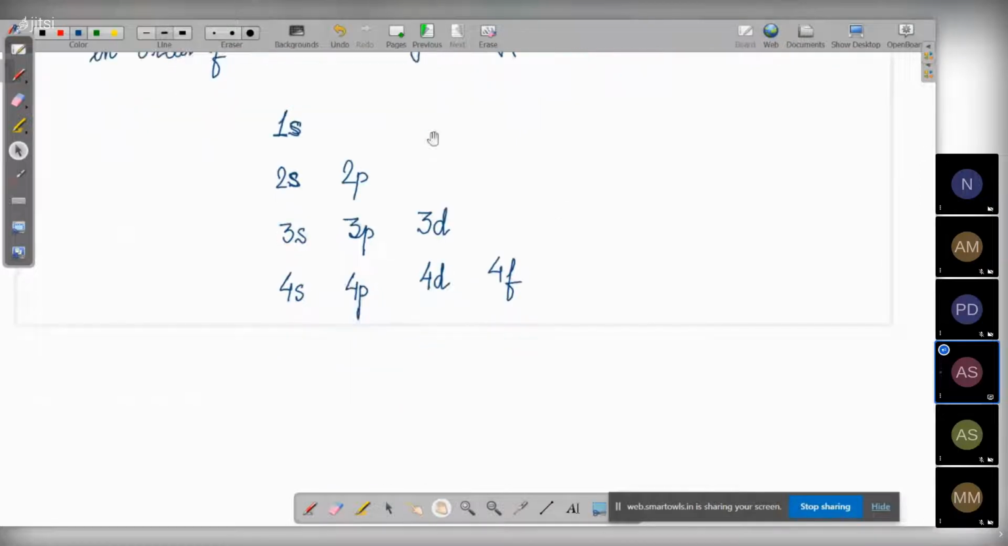4s, 4p, 4d, 4f, then 5s, 5p, 5d, 5f, 6s, 6p, 6d. Okay. So now what do we do? Now we draw these lines in this.